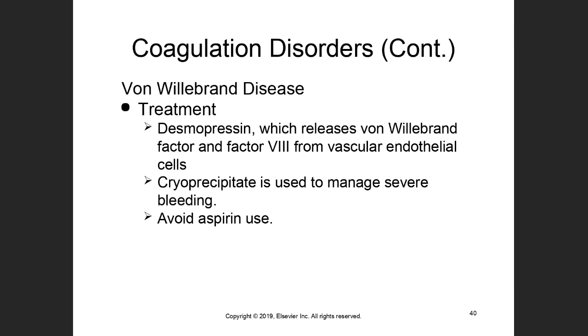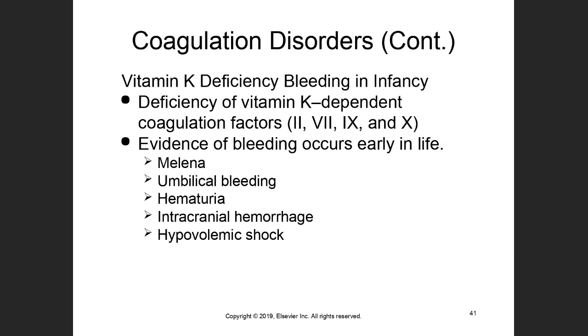Treatment, you have to give desmopressin. It has another name, but I don't remember right now. Desmopressin, because desmopressin stimulates the release of von Willebrand factor in the endothelium. Also you could give cryoprecipitate and avoid aspirin. Of course, if you have a problem with bleeding, you never give aspirin to the patient.